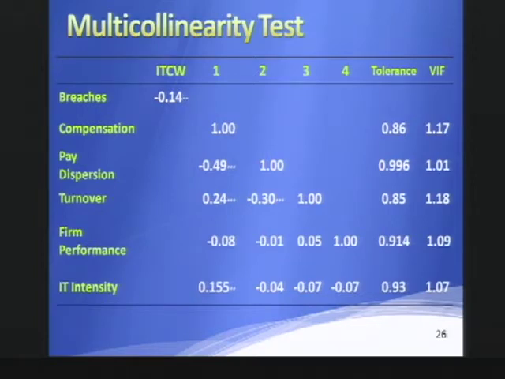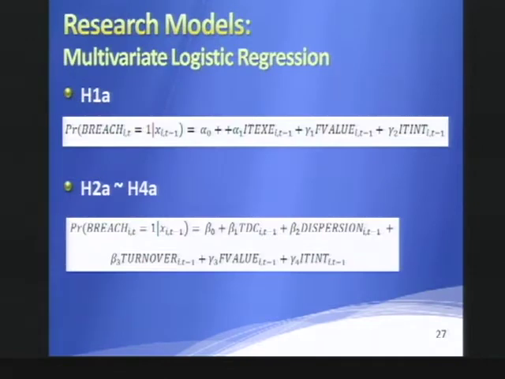I also tested with a regression test. All tolerance values are above 0.1, and all variance inflation values are less than 1.4. Those are the threshold values. Okay, so we checked the correlation problem. So now we can test the research models.